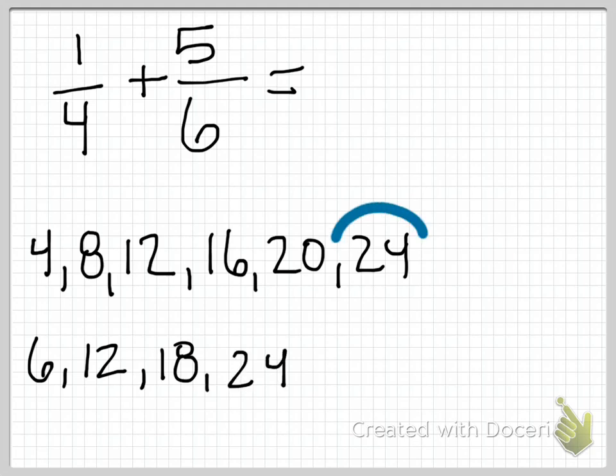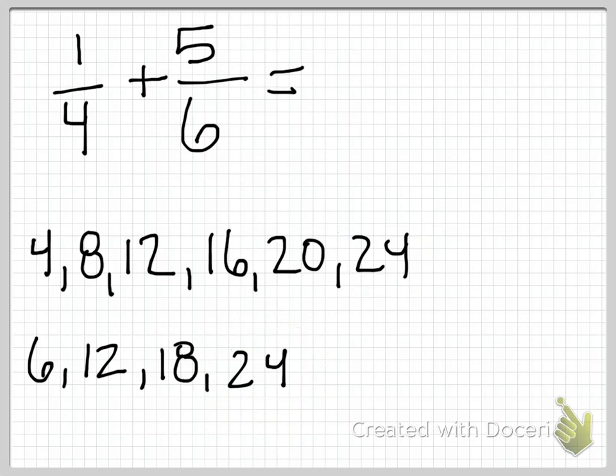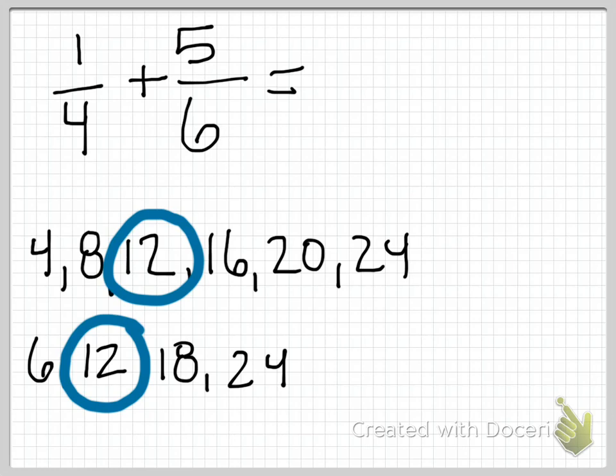Now, like I said, I could use 24 because that is a common denominator, but I will have to simplify at the end. Is there a lower common denominator? In this case, there is. 12 is a multiple of both numbers, so I can use 12 as my denominator. So let's rewrite this problem with denominators of 12.